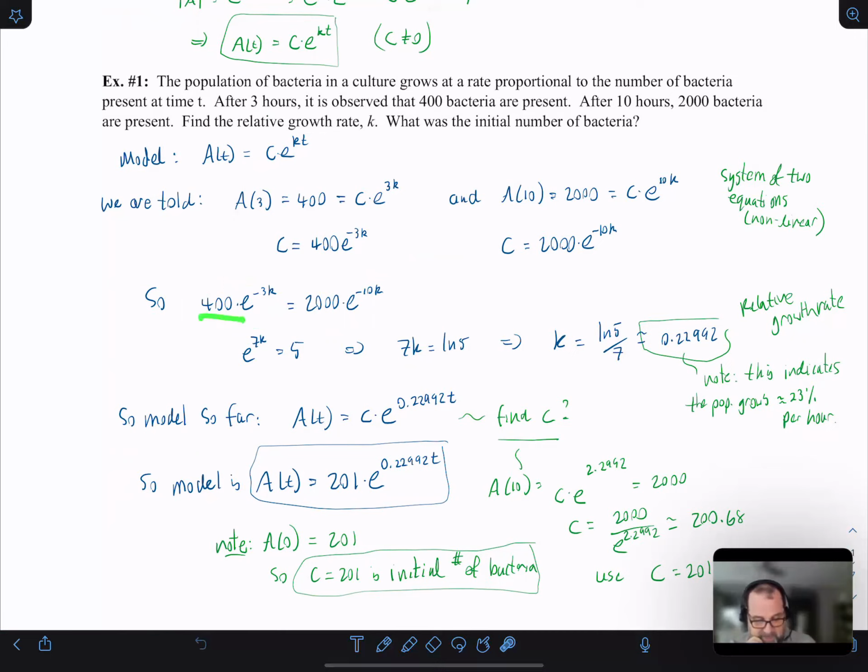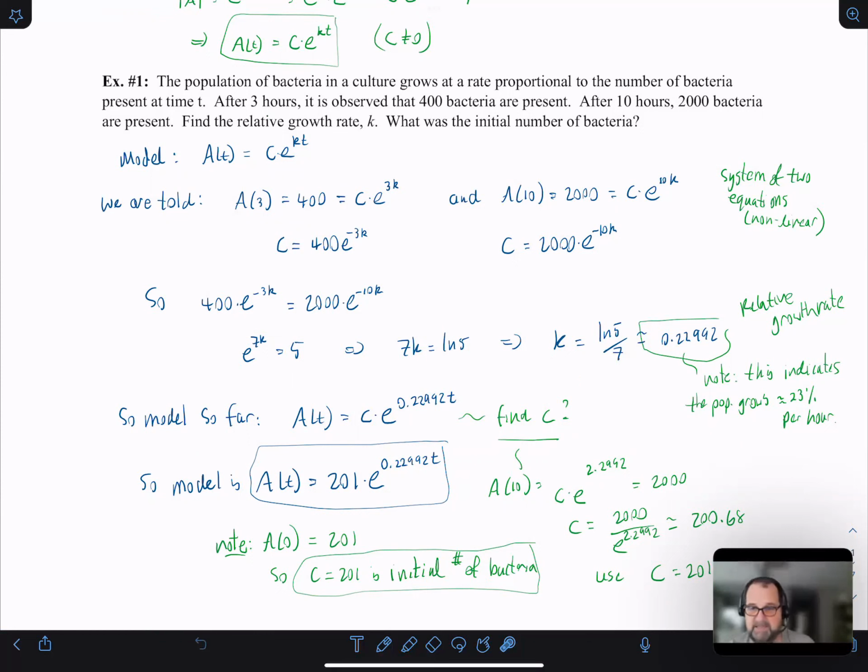So divide both sides by 400 and divide both sides by e to the negative 10k. So e to the negative 3k divided by e to the negative 10k is the same thing as multiplying by e to the 10k. So you get e to the 7k. And then take ln on both sides, and we get that k is ln 5 over 7.